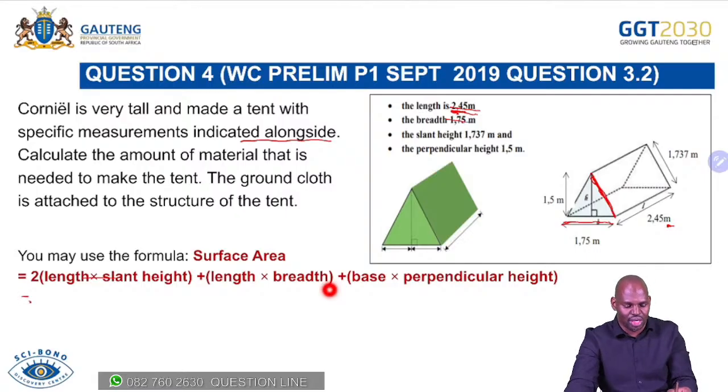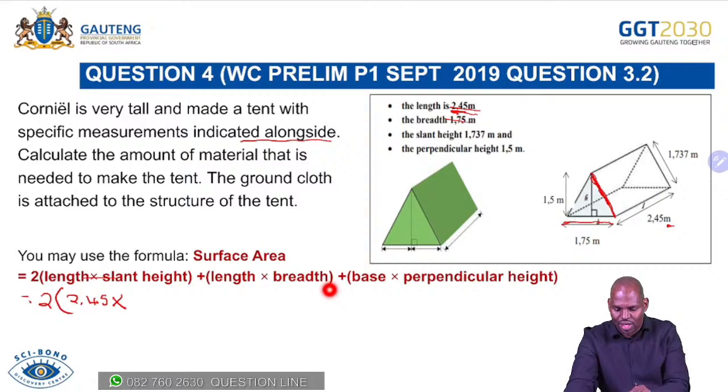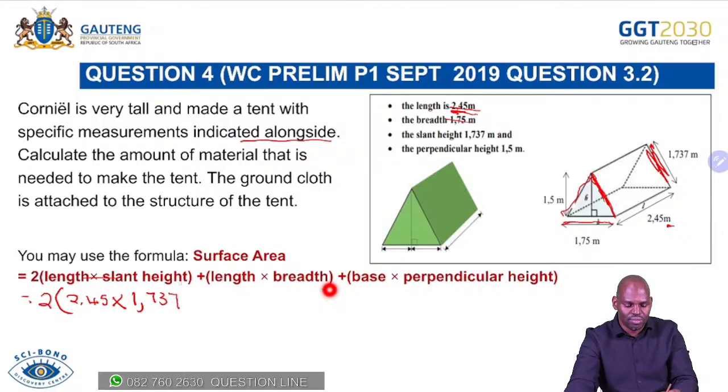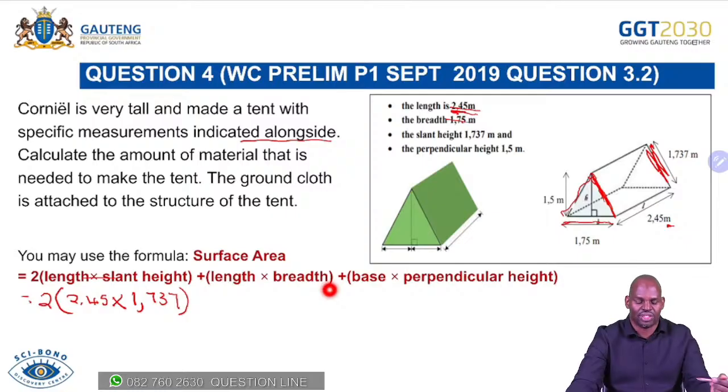If I do the substitution, I say 2, then I open bracket. What is our length? Our length is 2,45. Then you don't necessarily have to substitute the unit. Then we say multiply by our slant height. This slant height is obviously the same as that one. So it's 1,737. You substitute the value exactly as is, 1,737. Then you close the bracket as the formula is indicated there.